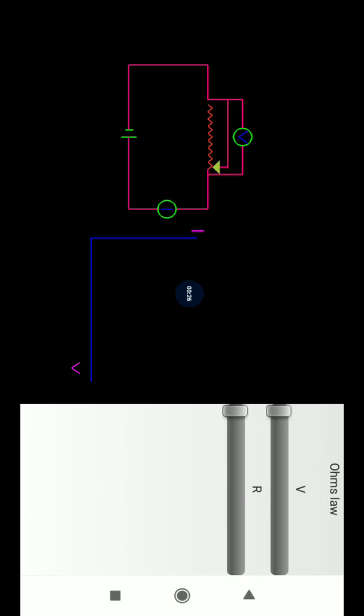Good morning, students. Today we are going to conduct the experiment of Ohm's law. So we'll be doing this, trying to understand the concept. This is the virtual lab experiment. Once we get into school, we'll be doing this practically in our laboratory.